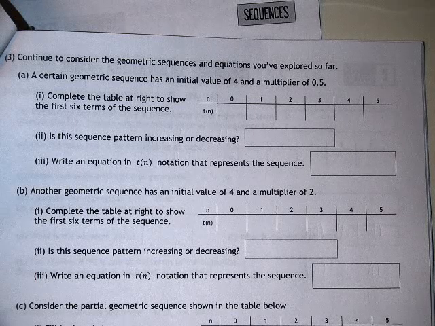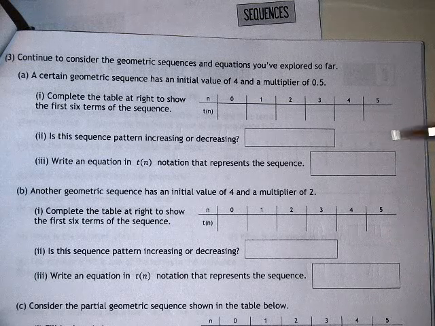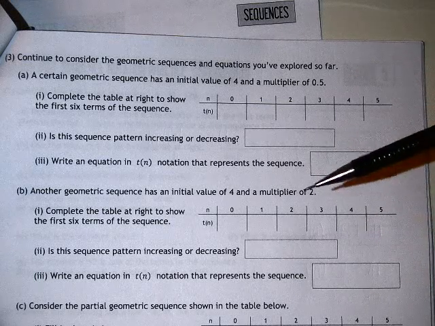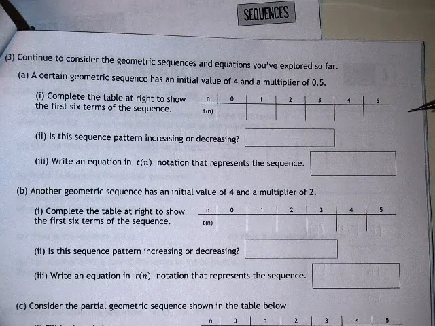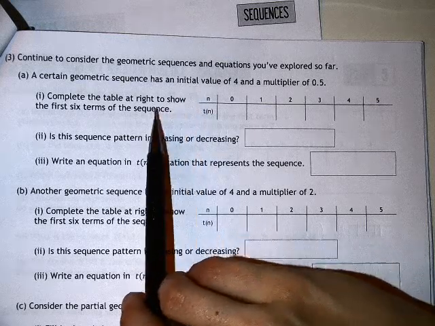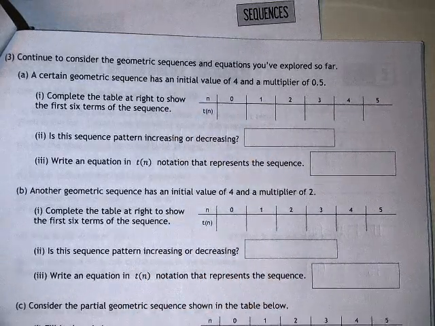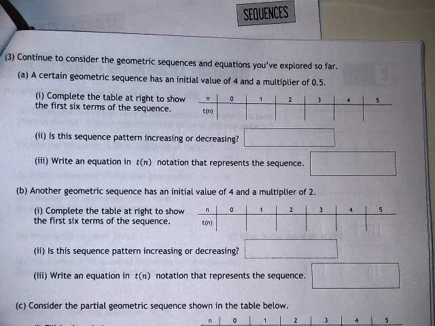In question number 3, we're going to try to piece together what we learned on the previous page in order to really start to make sense of how these equations work and how we can interpret their equations as actual sequences of numbers. In number 3, letter A, they're going to give us enough information to fill in this table.